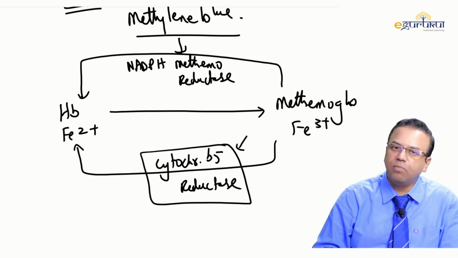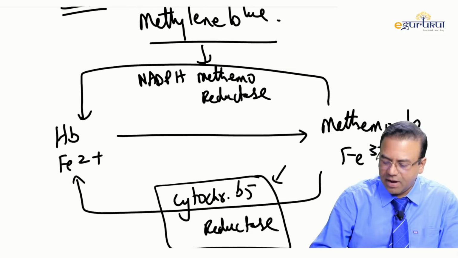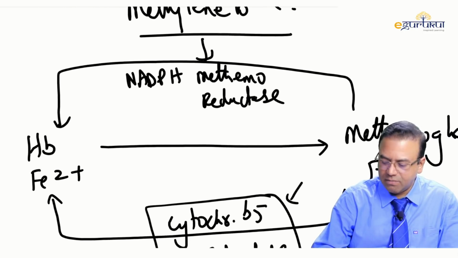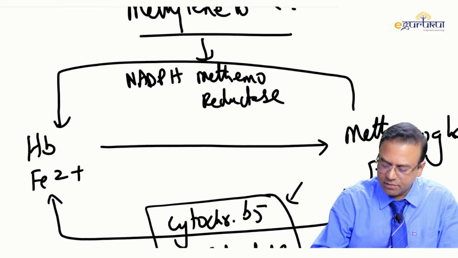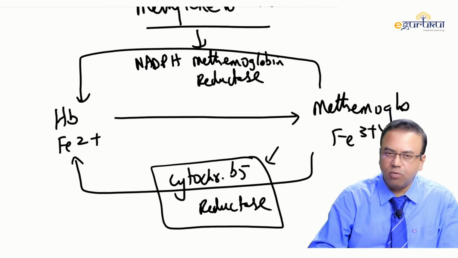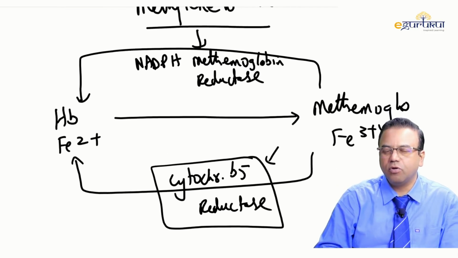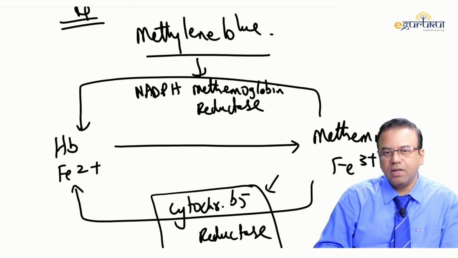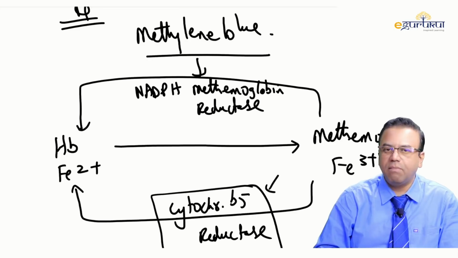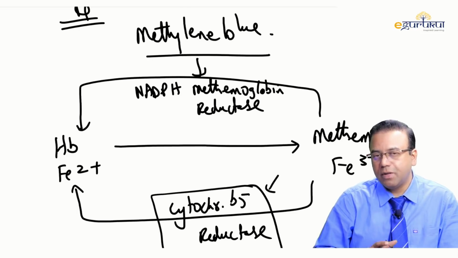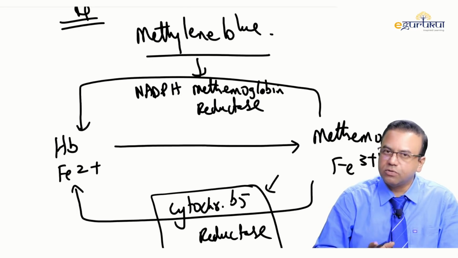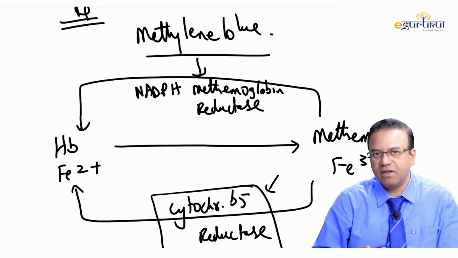Methylene blue uses an alternative pathway, and that is nothing but the NADPH methemoglobin reductase. This methemoglobin reductase is also able to convert the methemoglobin back to the ferrous form, that is hemoglobin. So this is how methylene blue works. It converts the methemoglobin back to hemoglobin by utilizing this enzyme called NADPH methemoglobin reductase. That's the mechanism of action of methylene blue. Remember the point I just told you, that we cannot use methylene blue in a patient who has G6PD deficiency.